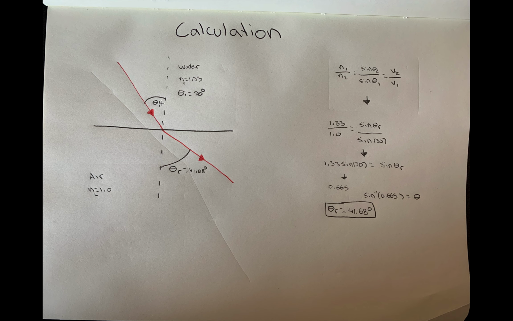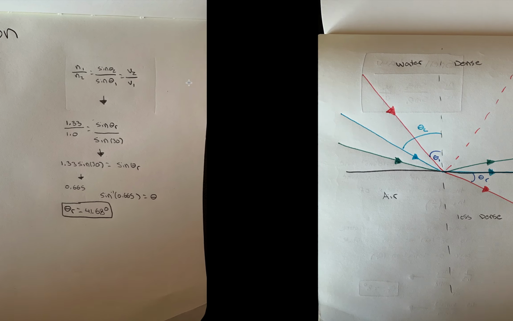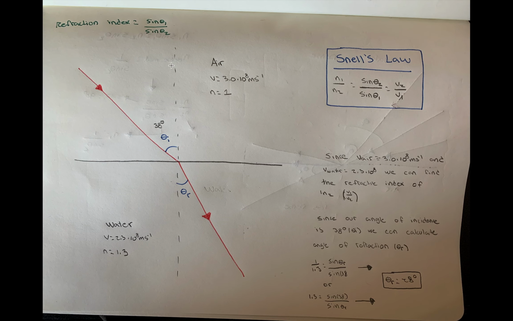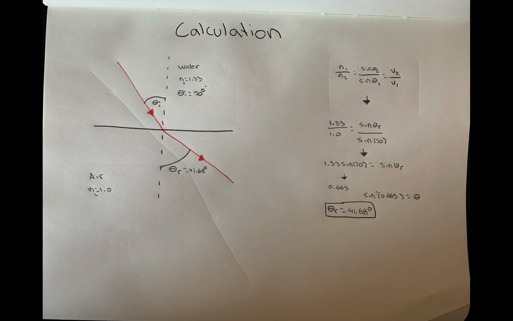For example, we have a case where a wave is traveling through a medium of water and then passes a boundary into a different medium, air. We know the refraction index of water is 1.33, and the refraction index of air is just 1. Through Snell's law, we can say that the refraction index of water, 1.33, over the refraction index of air, 1, equals sine of the incident angle over sine theta r, which is unknown. The incident angle would be 30 degrees because we know this.